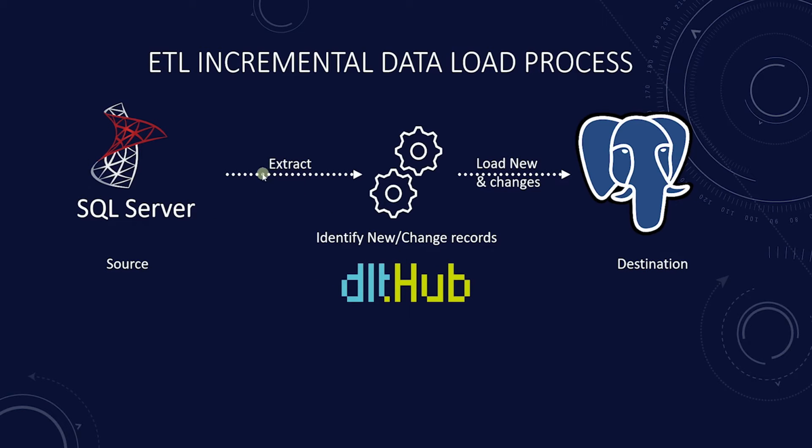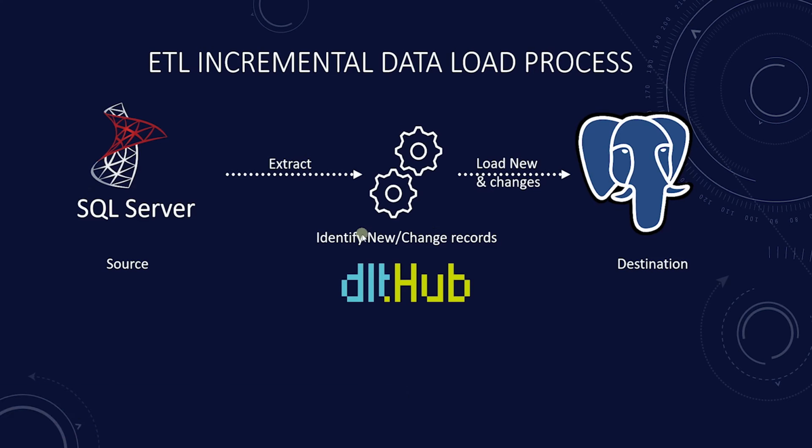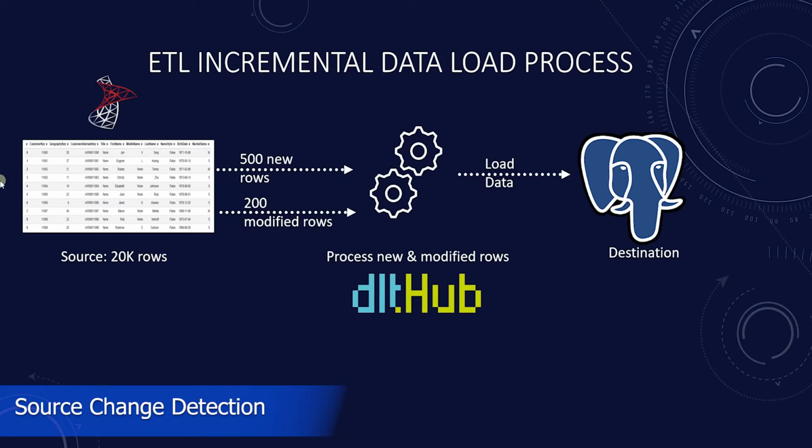This approach reads all data from the source and compares it to the target and only loads changes to the final table. This technique is called destination change comparison. It is an improvement on the truncate and load approach. However, we still can improve upon this using the source change detection.